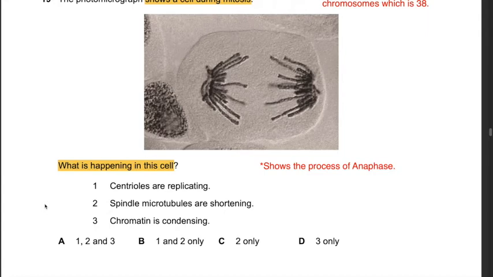Centrioles do not replicate during anaphase and chromatin doesn't condense during anaphase, it condenses only in prophase. Therefore, the answer is C, 2 only.